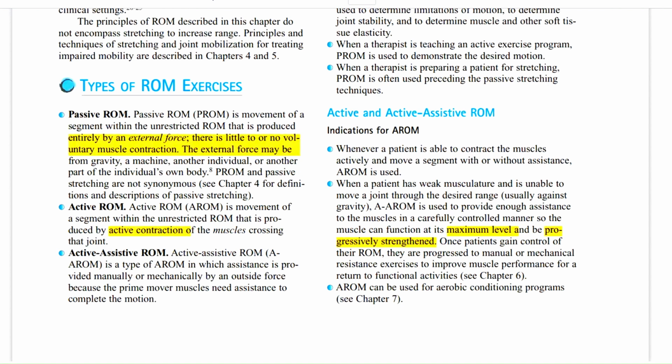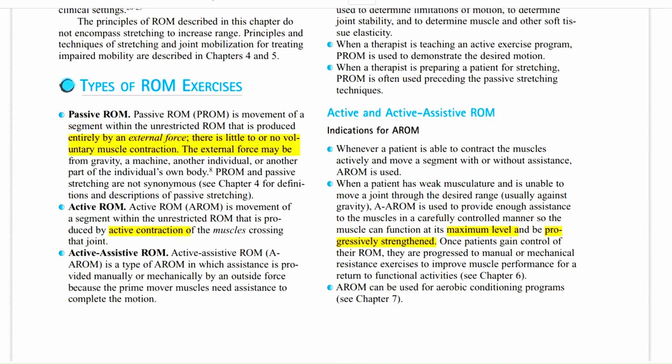Some patients are very active as compared to others, so they can perform active exercises as an early stage rehabilitation after an injury or surgery. So it basically helps in early stage rehabilitation very well if the patient can perform actively.